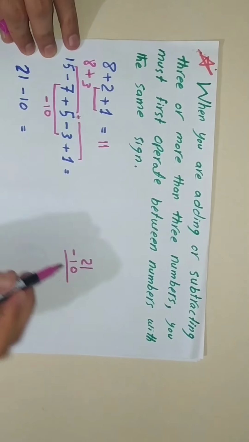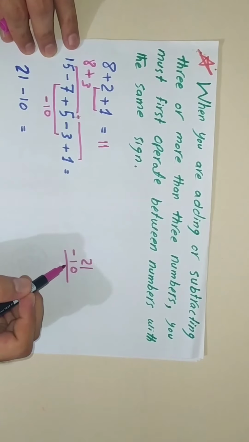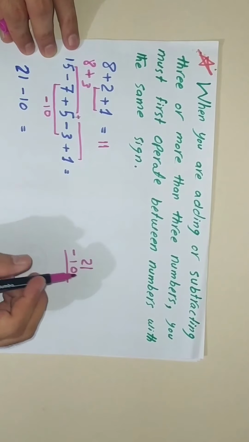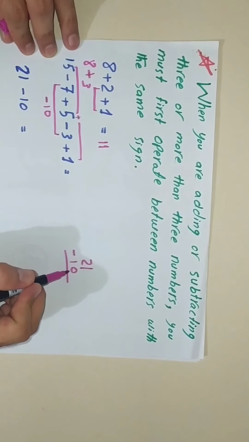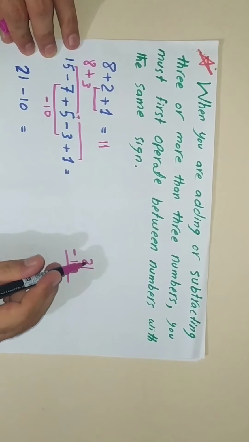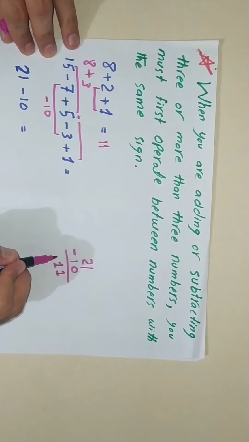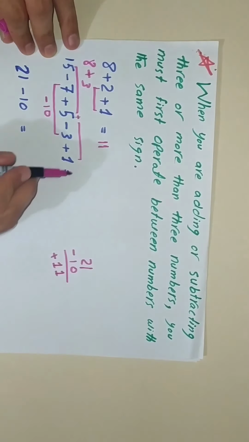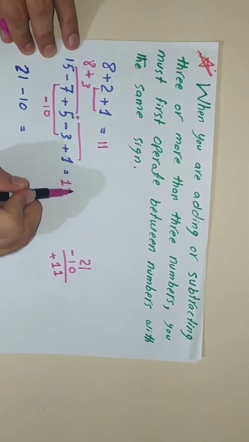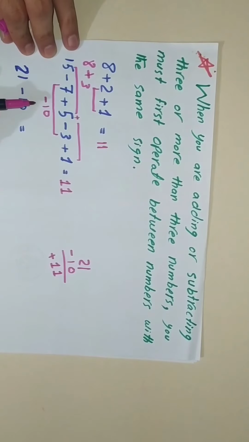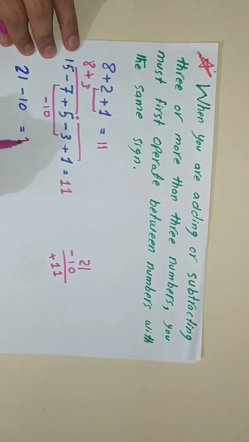Okay, it will be minus 10. When we subtract 10 from 21, the answer will be: if I subtract 0 from 1, it will be 1. If I subtract 1 from 2, it will be 1. I will put the sign of the bigger number, and it will be plus. So the answer will be plus 11. It is the same question, but it is in 2 digits. 21 minus 10. The answer is 11.